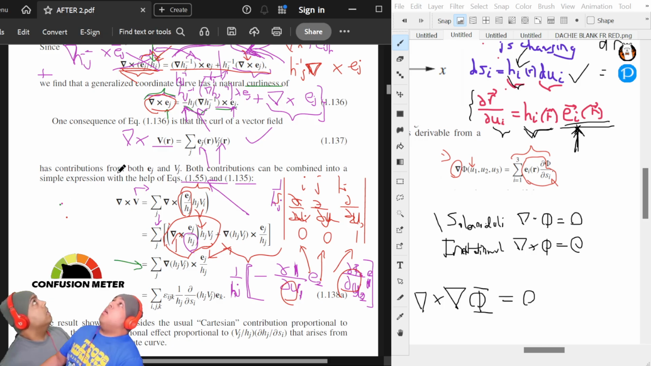What are we even trying to do? We're just trying to simplify. What contribution can we combine into a simple expression? Yeah, we're just doing it with Levi-Civita.